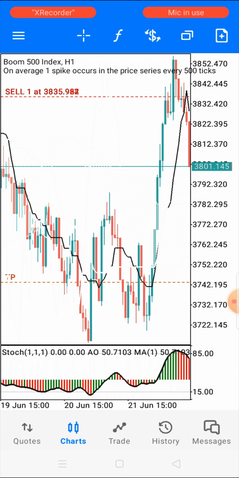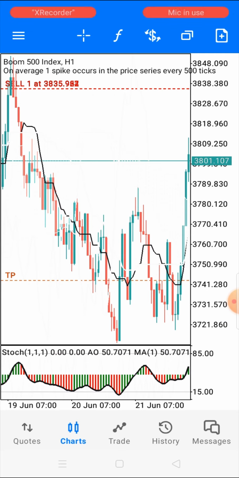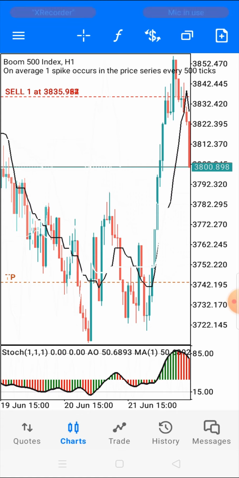So let's get in. This is B500. If you want to scalp and make good profit, you don't want to catch spikes, you want to be selling the Boom 500 market. Now this strategy, you can use it for Boom 1000 and Boom 300, but I like to use it with Boom 500 because the market here is not as volatile as the other markets. B1000 is very volatile, B300 moves fast too. So I like to use it on B500 because it gives me what I want.